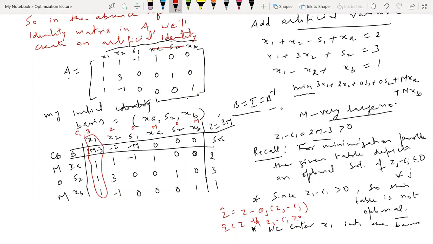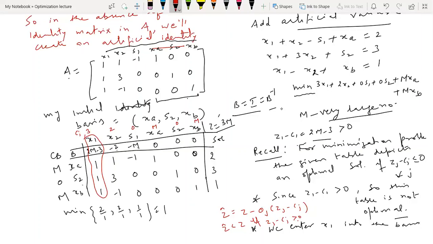Okay, so if this x enters into the basis, who will leave? Again, I will go for the minimum ratio rule. So what is my minimum ratio rule? I take the ratio, it is 2 upon 1, 3 upon 1, 1 upon 1. So what is the minimum ratio? It is 1.